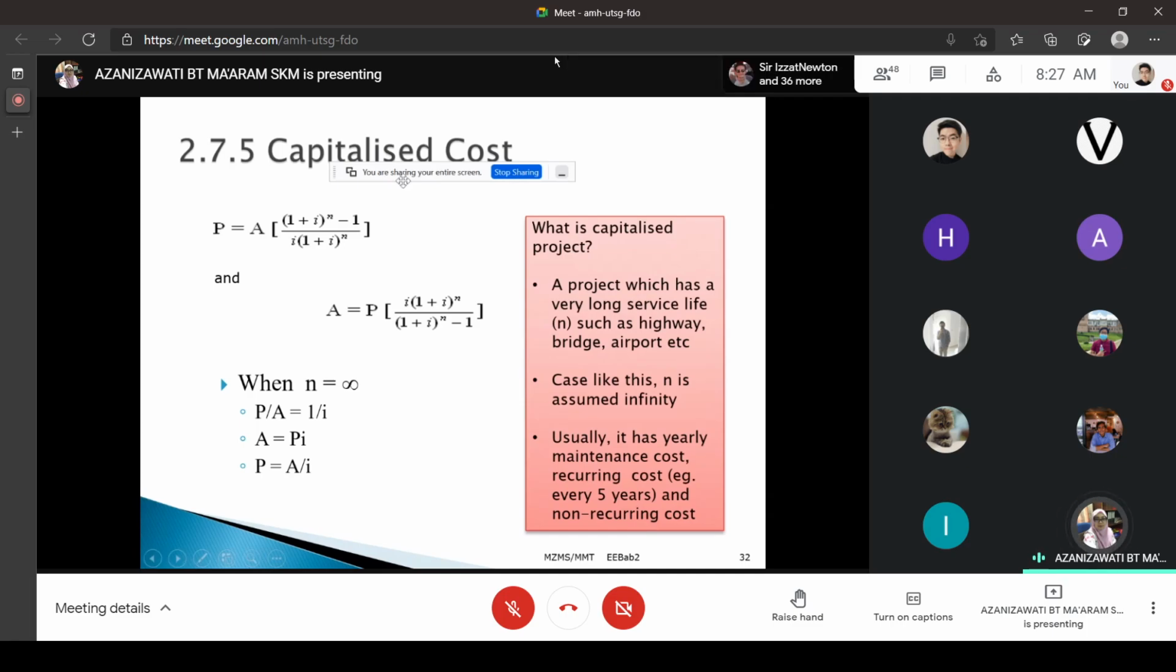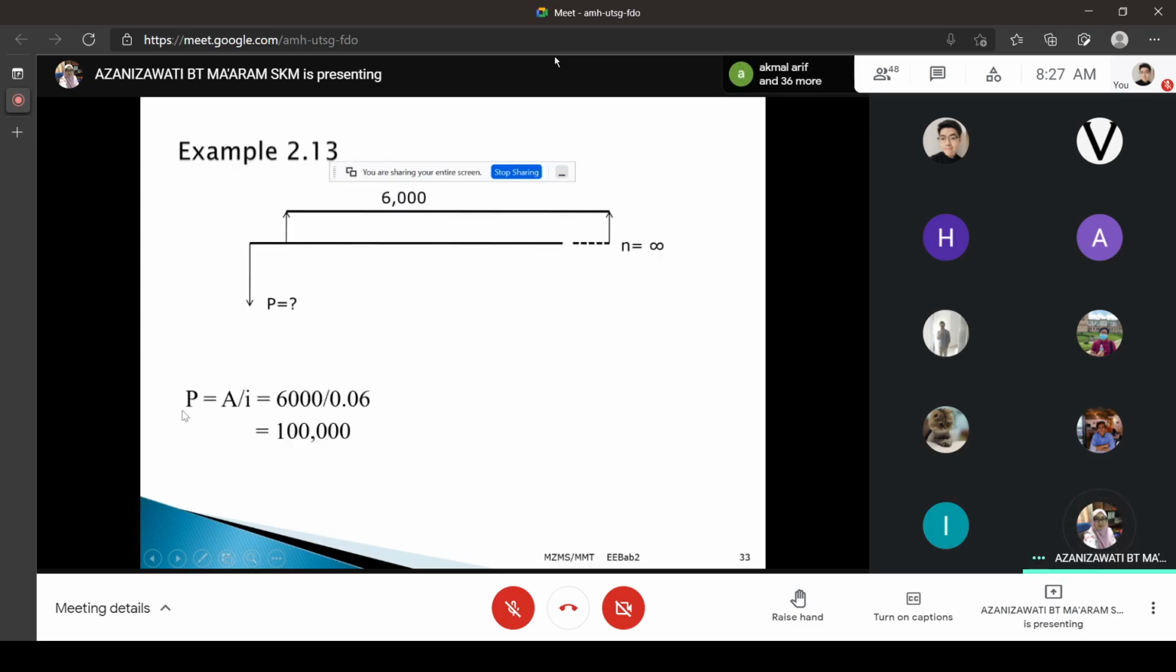So we have to put, where if let's say P, we will use this one, and if let's say A, we will use this one, where N is infinity. So it is 1 per I, and A equals PI, or P equals A per I.